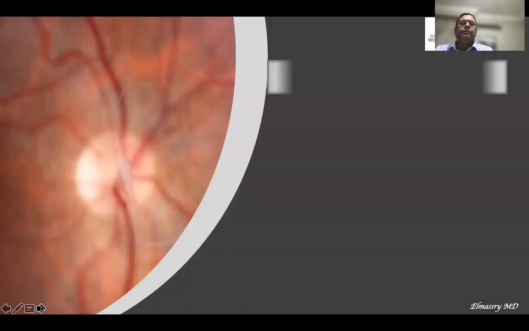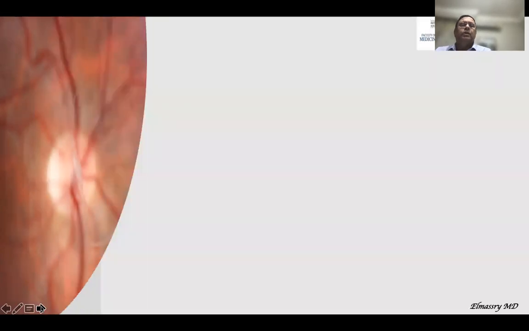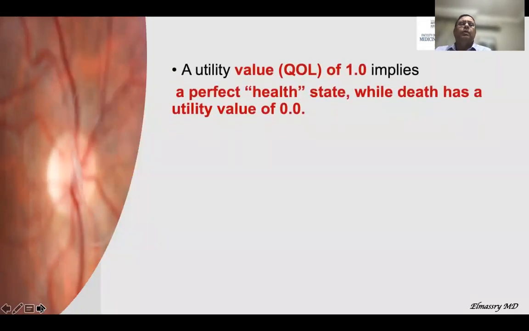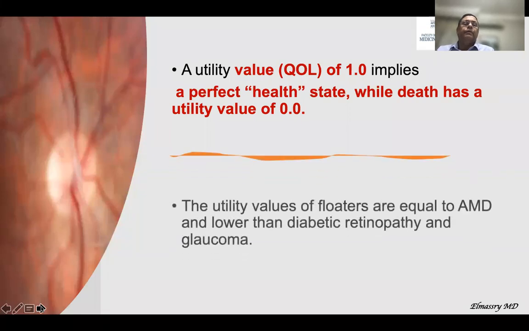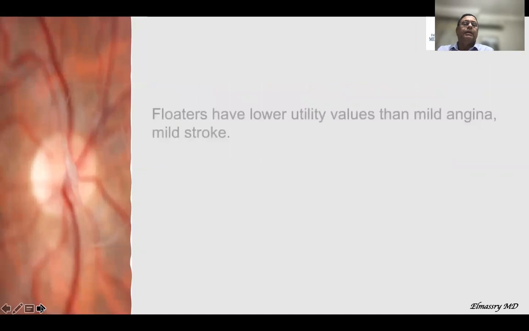Quality of life utility values allow an objective quantification of the functional quality of life associated with a specific disease state. When we say that the utility value or quality of life is 1, it implies a perfect health state, while death has a utility value of 0. The vitreous floaters utility values are equal to age-related macular degeneration and lower than diabetic retinopathy and glaucoma. So compared to local diseases, the quality of life is affected as much as in AMD, glaucoma and diabetic retinopathy.